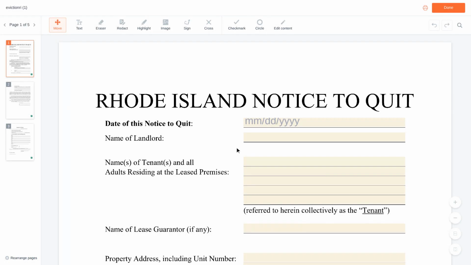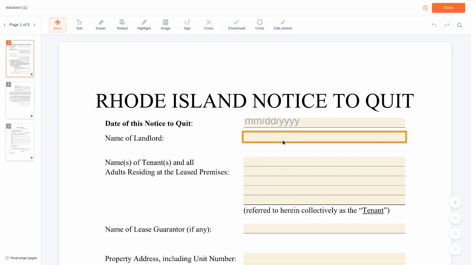Let's fill out the Rhode Island Eviction Notice together, the written notice a landlord serves before an eviction case can begin, and check what the state asks of it as we go. Start at the top with the date of this notice.